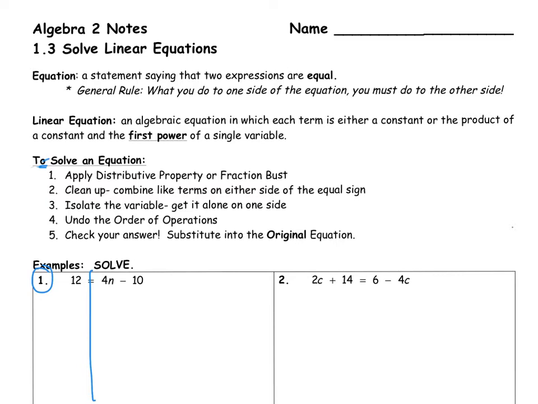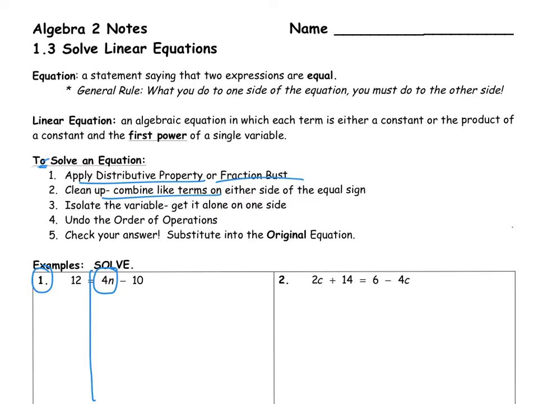The first thing I would want to do is look and see, do I have any distributive property that I would need to do? And I don't. I don't have any fractions that I want to be able to get rid of, so I'm not going to do that. So the next step, do we have any like terms on either side? No, we don't. So now I'm going to try to isolate my variable. So I'm going to get it alone on one side. I notice the only place I have a variable here is my 4n. So that's what I want to try to get all alone.